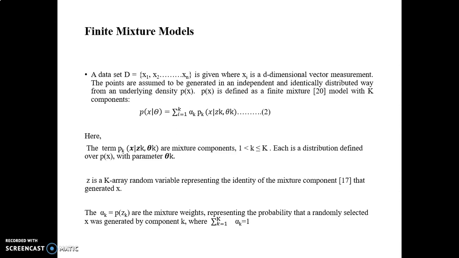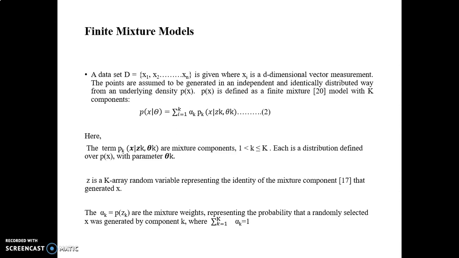The equation is p(x | theta) equals the summation over k from 1 to K of alpha k times pk(x | zk, theta k). The term pk(x | zk, theta k) are the mixture components, with k ranging from 1 to K. Each is a distribution defined over x where the parameter is theta k. Now z is a K-ary random variable representing the identity of the mixture component that generated x.